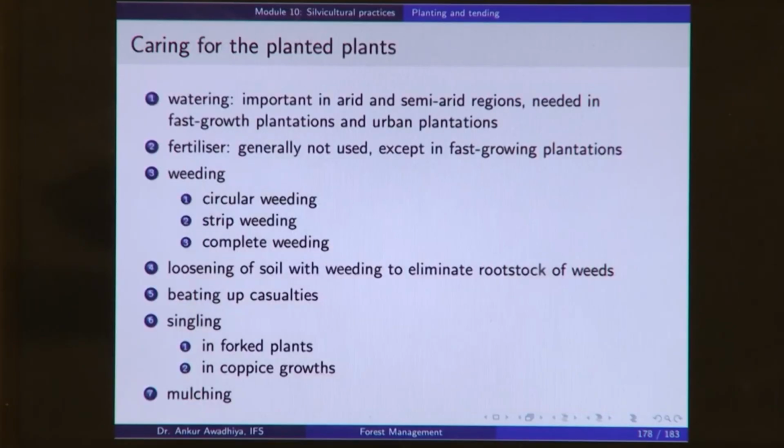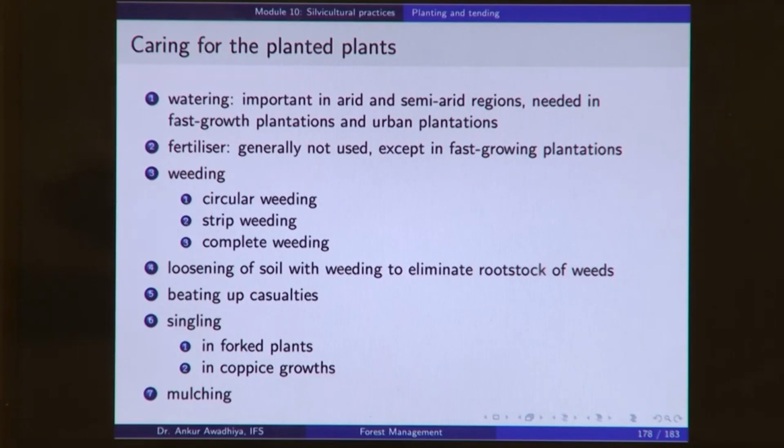Next, once your planting is complete, you need to care for these planted plants. You need to perform tending operations on these plants. Now, what sort of care is done? First is watering. In those areas where you have a dearth of water, in arid and semi-arid regions, watering of the plants, at least right after plantation, becomes important. It is also done in those areas where you want plants showing a higher speed of growth, typically in urban areas and in plantations.